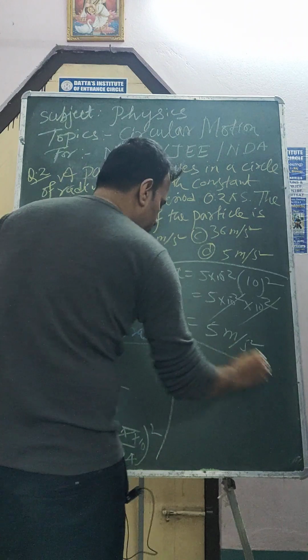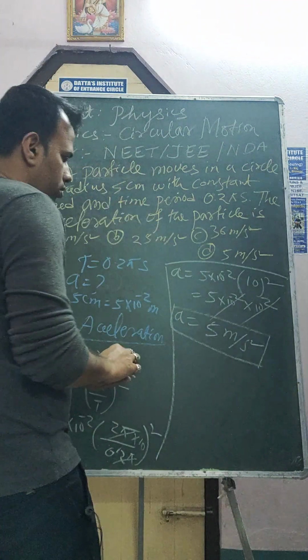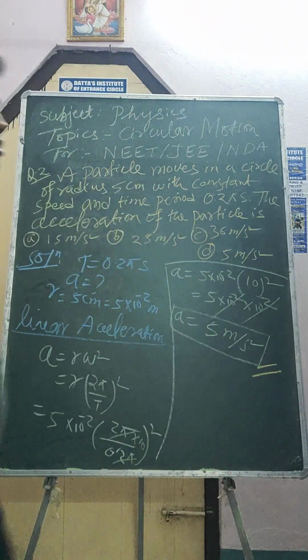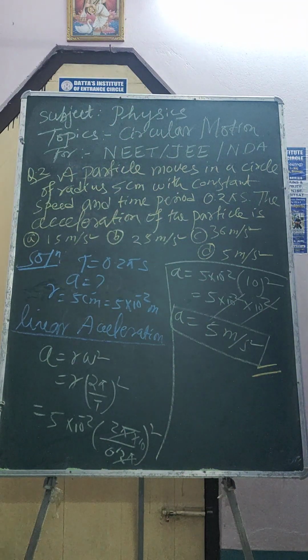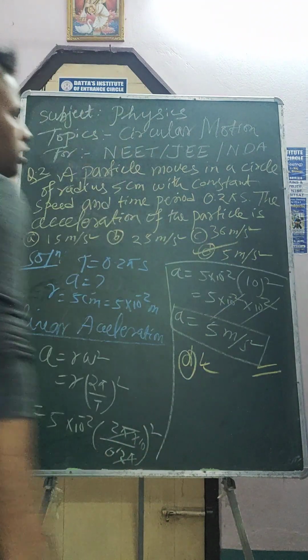So we can say that the linear acceleration is 5 meter per second square. Which option is correct? Option D is the correct answer.